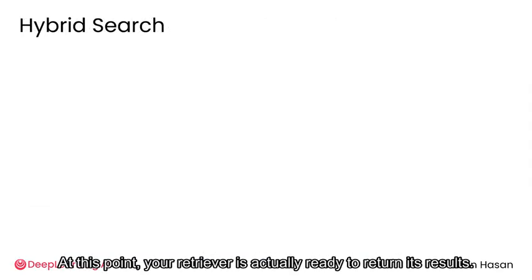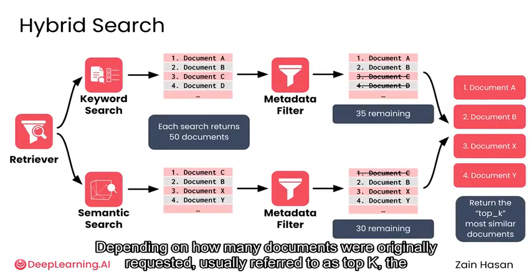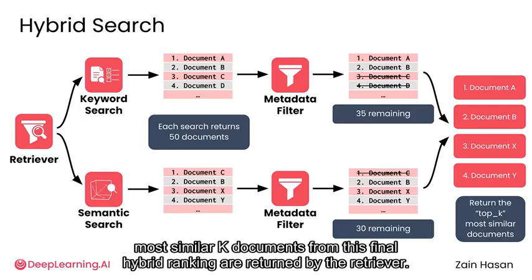At this point, your retriever is actually ready to return its results. Depending on how many documents were originally requested, usually referred to as top K, the most similar K documents from this final hybrid ranking are returned by the retriever.